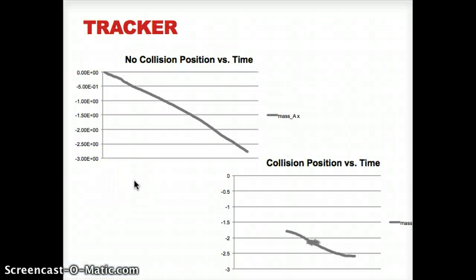So in the Tracker graphs, you can obviously see a difference in the no-collision position versus time graph, where the runner velocity is somewhat constant and actually increasing in acceleration. And then in the collision position versus time, you can see that the runner, and this is the impact point right here, little kaboom sign, you can see how he actually slows down.